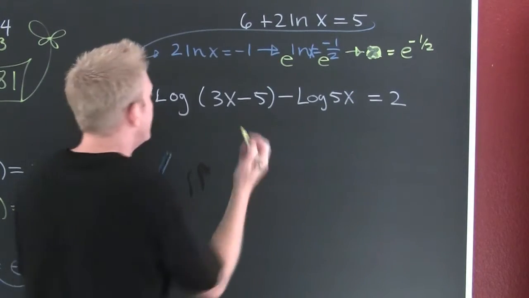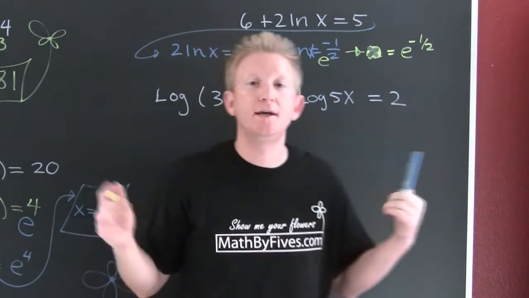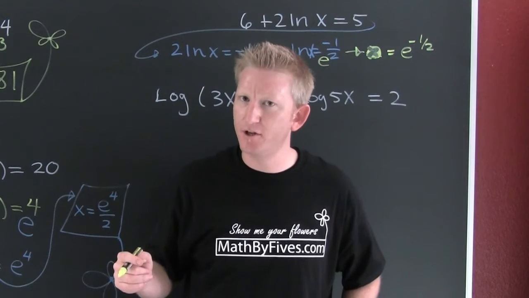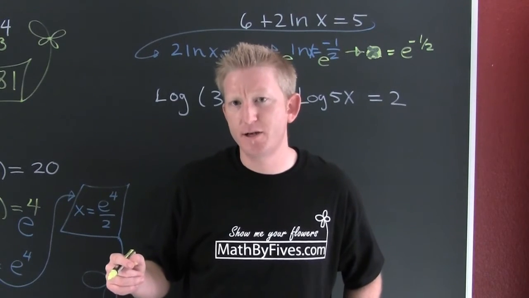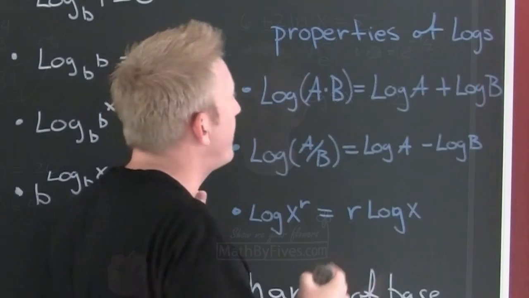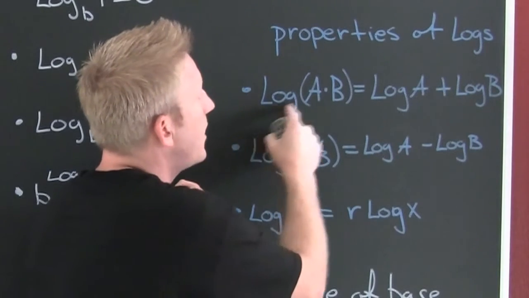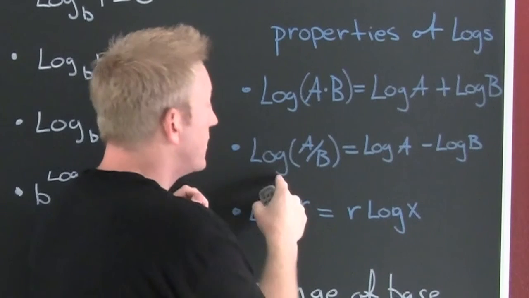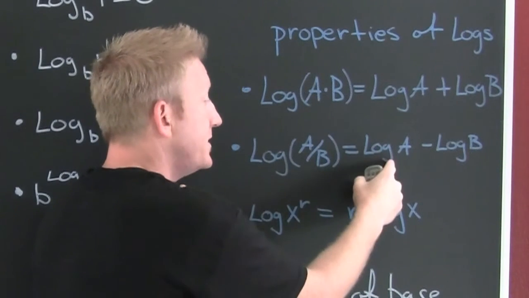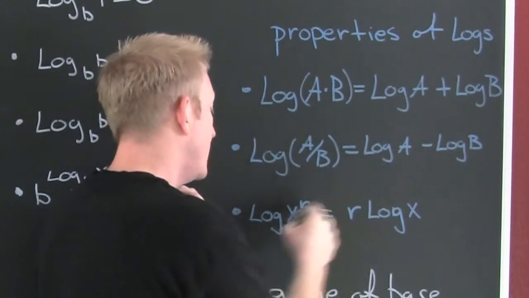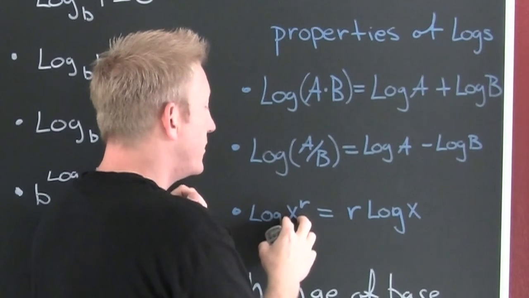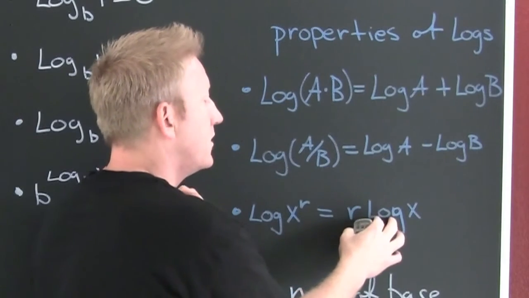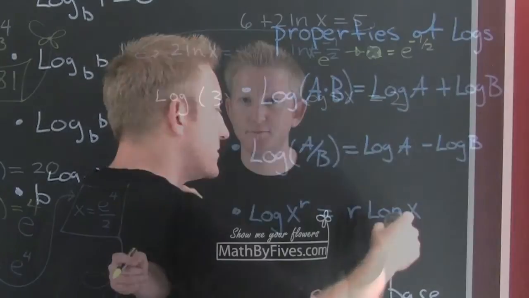Down here. I see I have the difference of logs, so I'm going to use one of my special properties. Some properties of logarithms: the log of a product is the sum of the logs. The log of a quotient is the difference of the logs. And the log of the argument to the r power is r times the log of the argument.